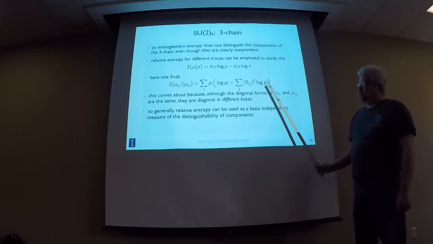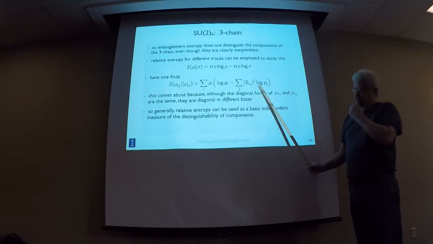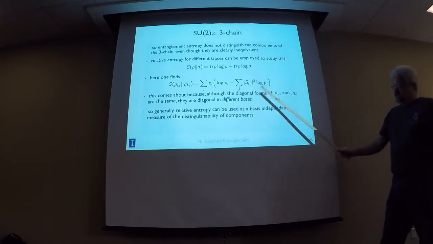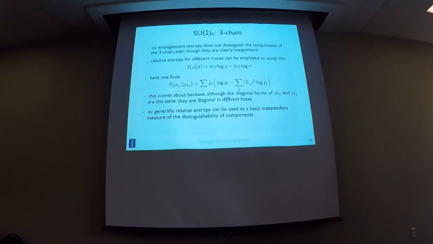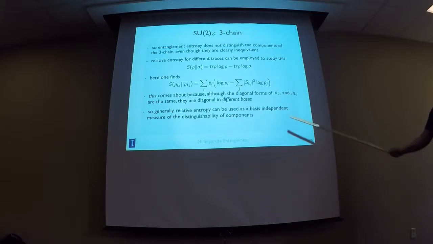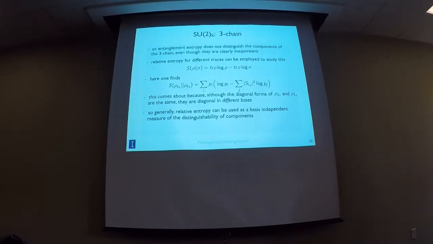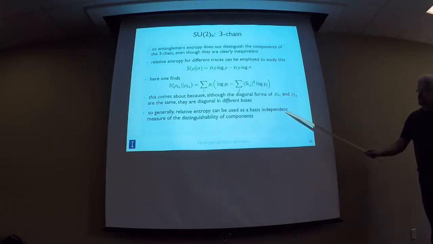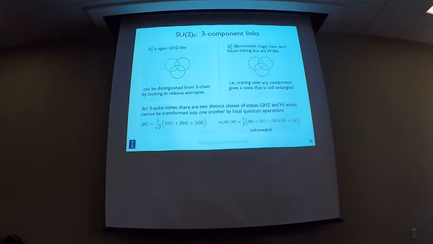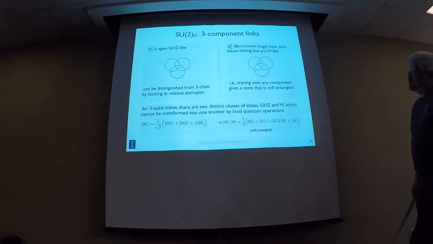What you find is an expression like this. And as I said, this turns out to be non-zero, because of this factor here. This is the remnant of a different unitary transformation that you have to do to diagonalize the individual density matrices. So that's a pretty generic statement. Relative entropies can be used as a basis-independent way to distinguish components if the entanglement entropy itself doesn't do so.